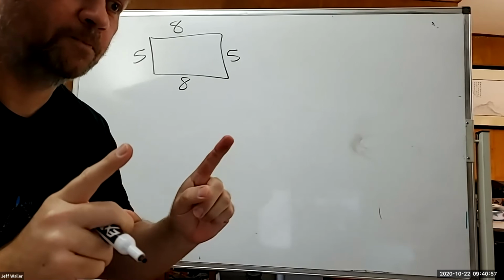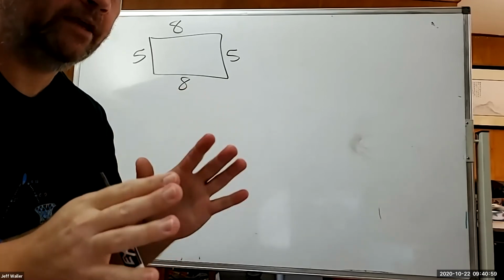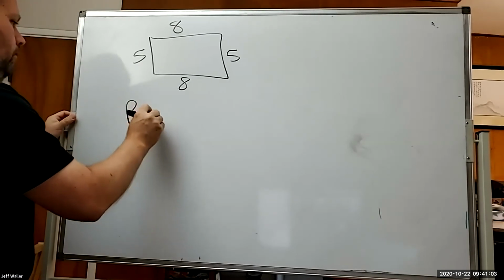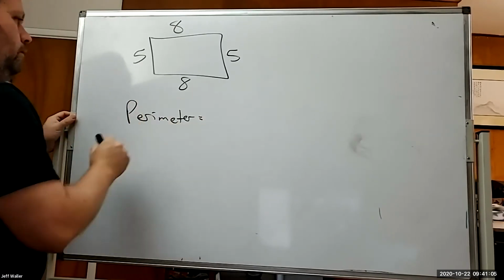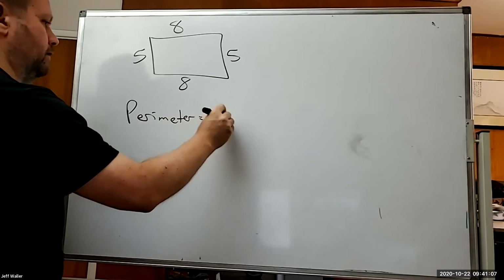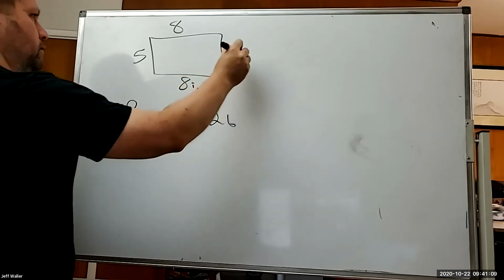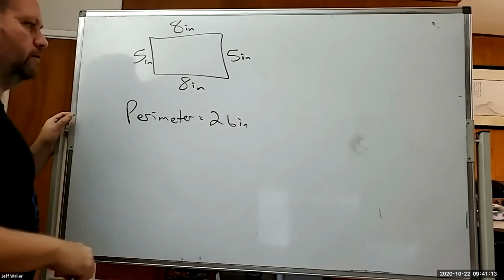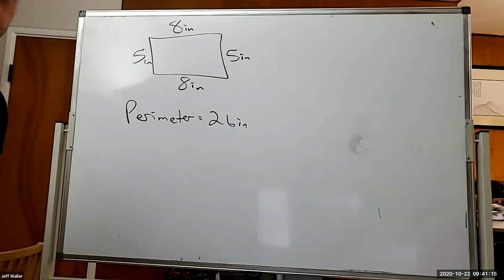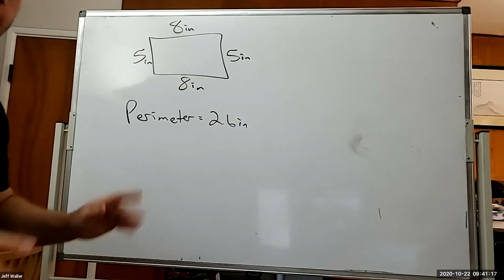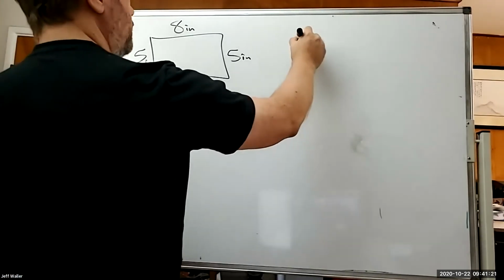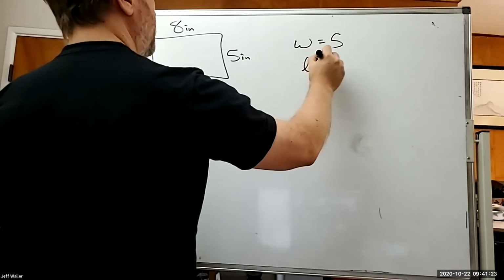Now, what's the perimeter of that thing we just created? 26. Kick ass. And let's make these inches. So we got some beautiful units going on. All right, now watch this. My width is 5 and my length is 8.